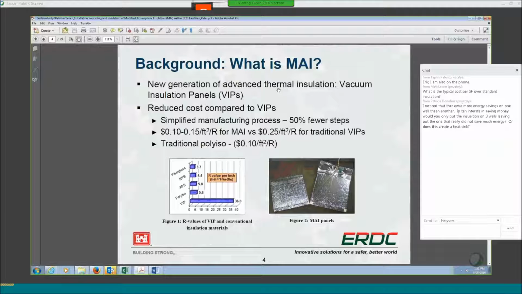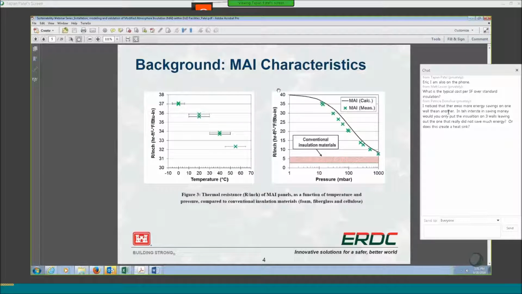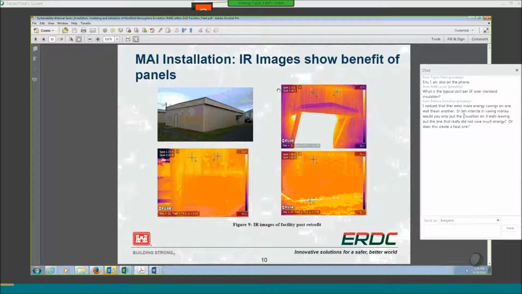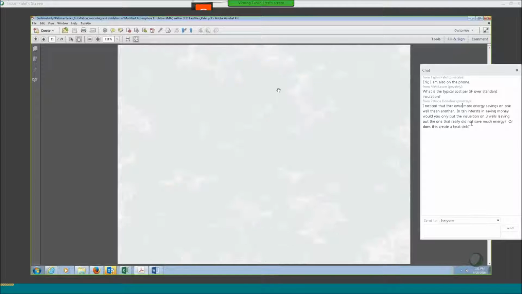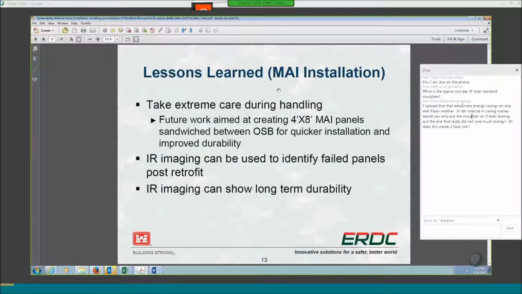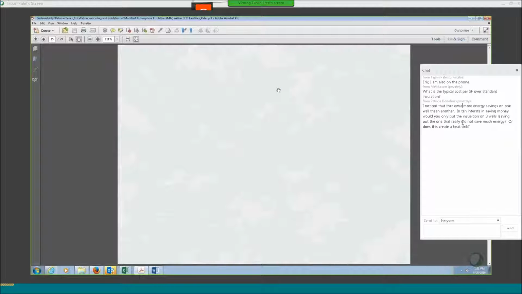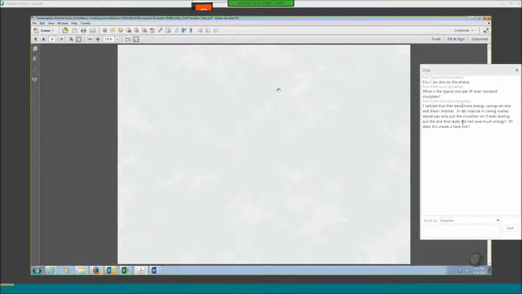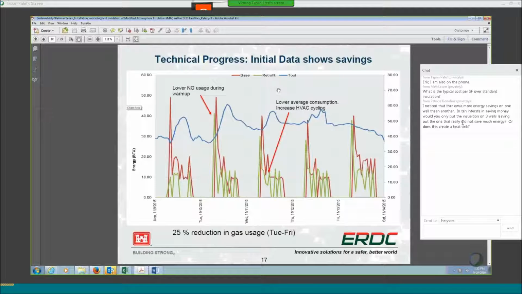Someone else commented they noticed that there was more energy savings on one wall than on another. In the interest of saving money, would you only put the insulation on 3 walls, leaving out the one that really did not save so much energy, or does this create a heat sink? That's an excellent question. I don't know the answer to that.